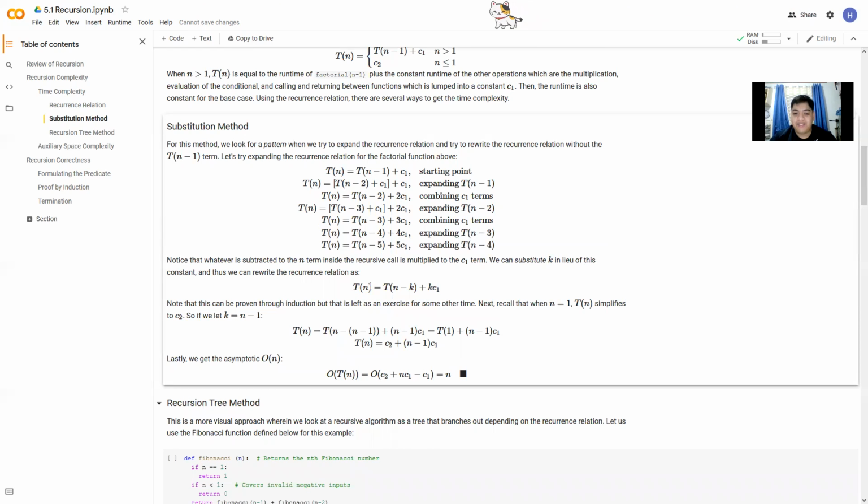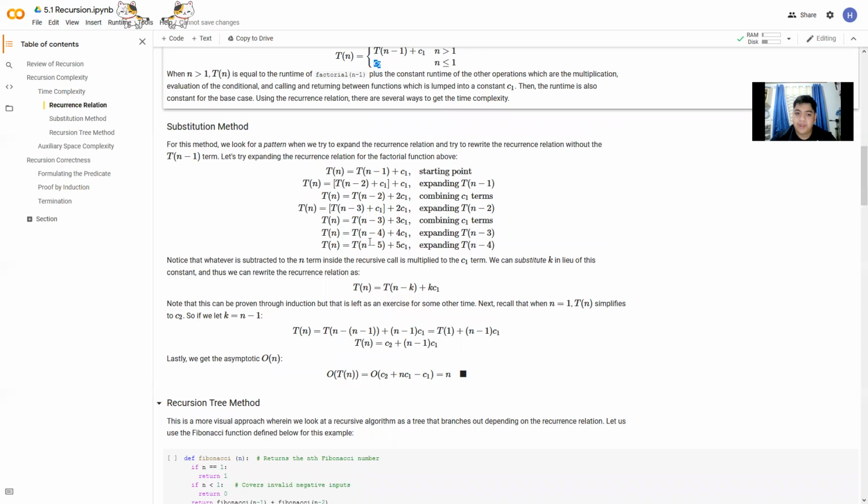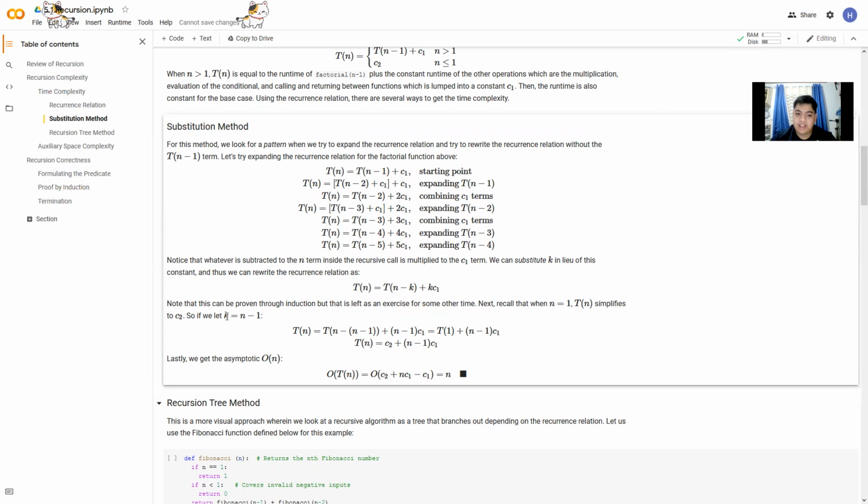So now that we have this, we know that when n equals 1, or the thing inside this call is 1, T of n just simplifies to a constant c2. So if we let k equal n minus 1, our term here becomes T of n minus k, which is T of 1, defined as c2. And then we have an n minus 1 times c1 term over here.